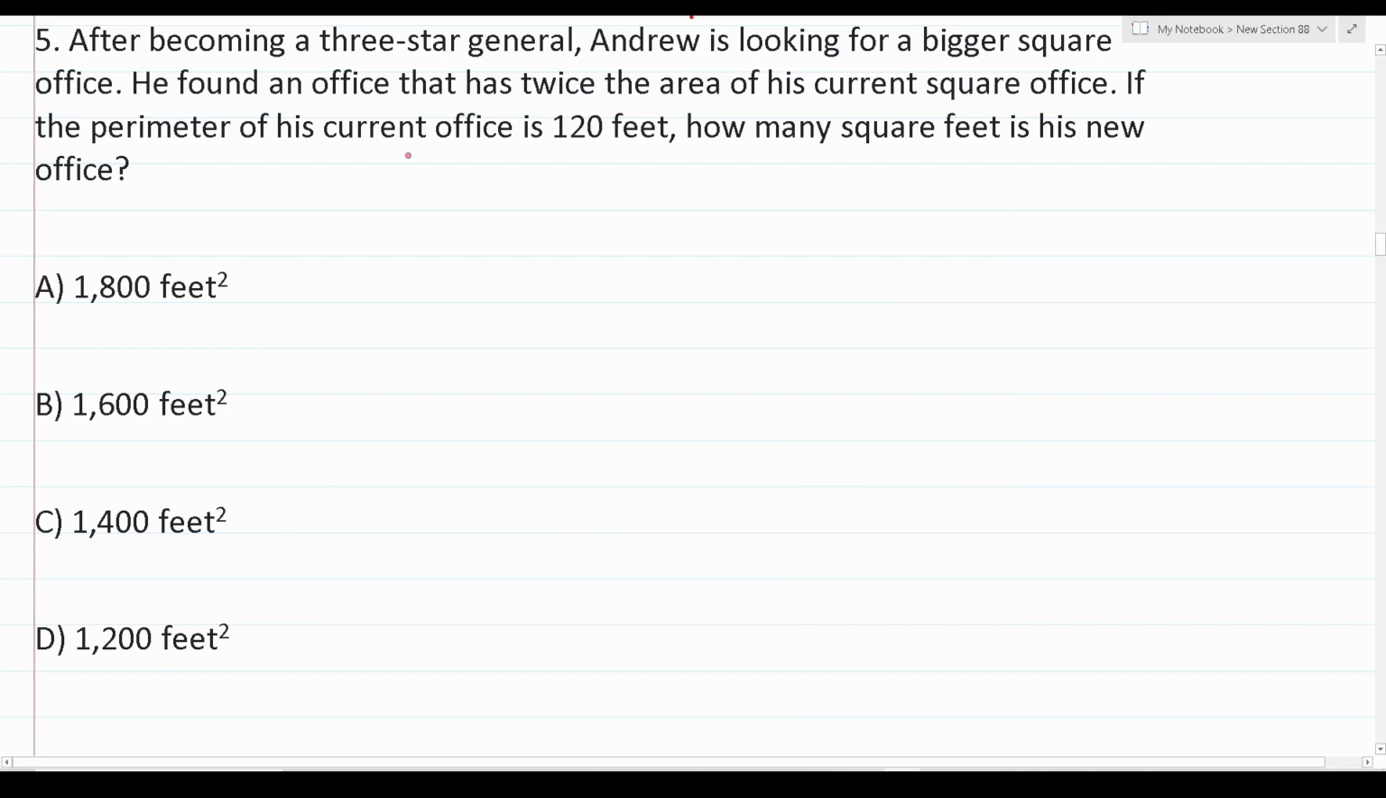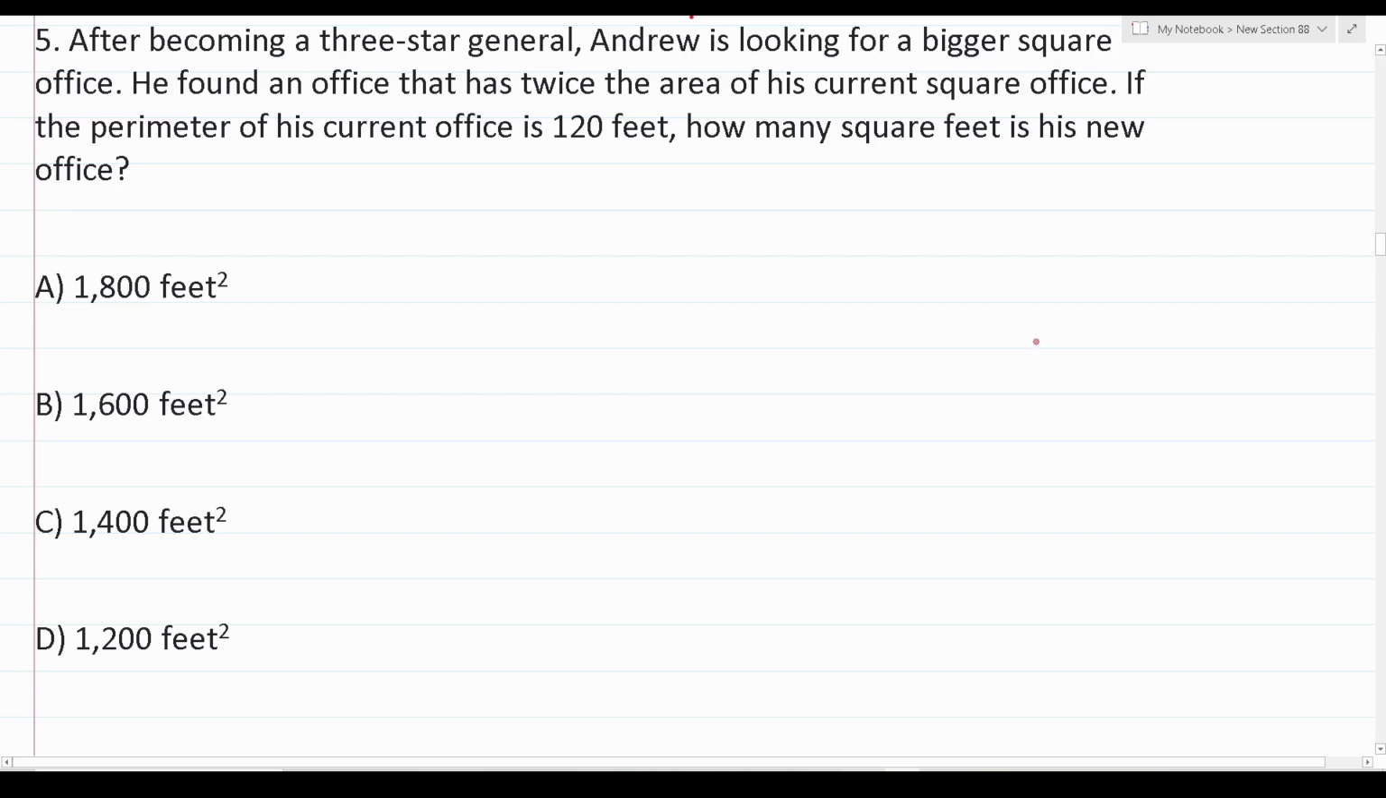All right, so number 5 says, after becoming a 3-star general, Andrew's looking for a bigger square office. He found an office that has twice the area of his current square office. If the perimeter of his current office is 120 feet, how many square feet is his new office?